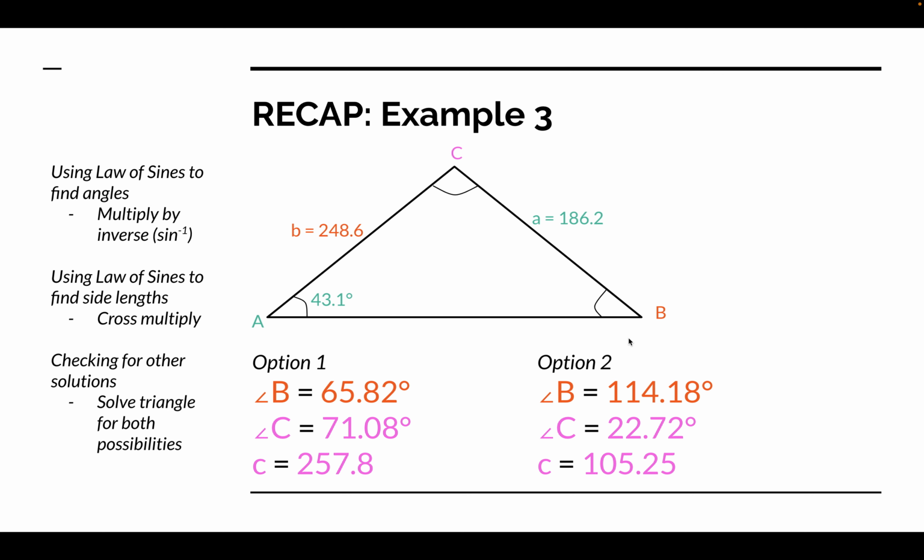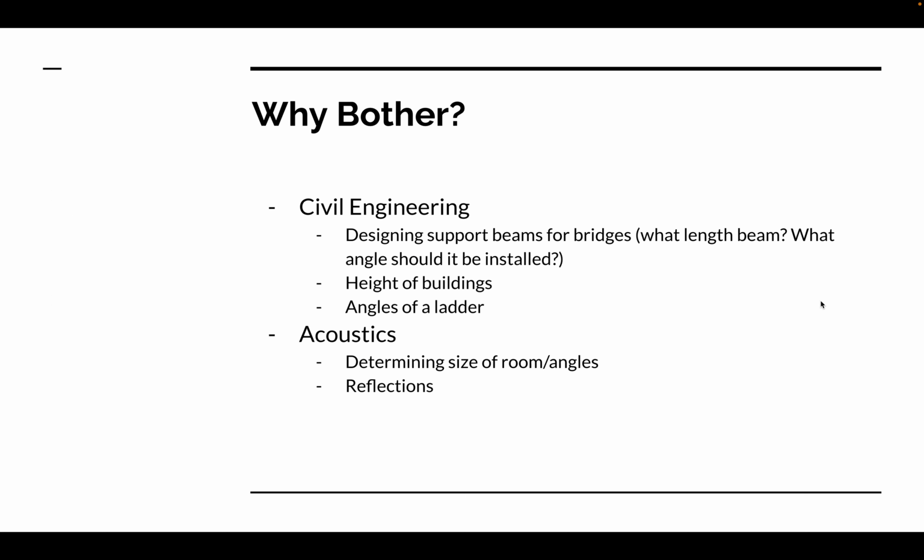Cool. So now we know law of sines. Why do we need to know this? Why is it useful in the real world? Well, there are some jobs you can use it for. Civil engineering: you can use it to build beams. What length should the beam be on your bridge? What angle should it be installed at so my bridge doesn't fall? You can use it to find the height of buildings. I like the example with the Tower of Pisa because it's not straight up and down, so it's not a right triangle. So law of sines, you'd have to use it.